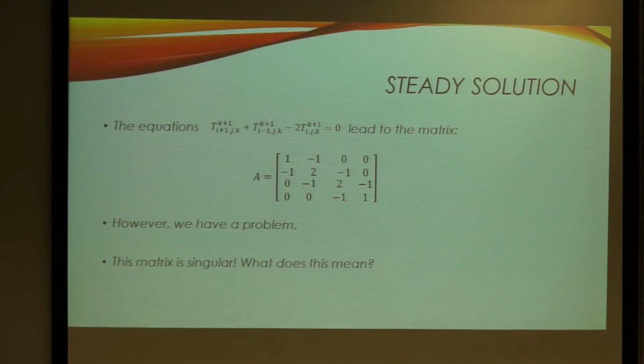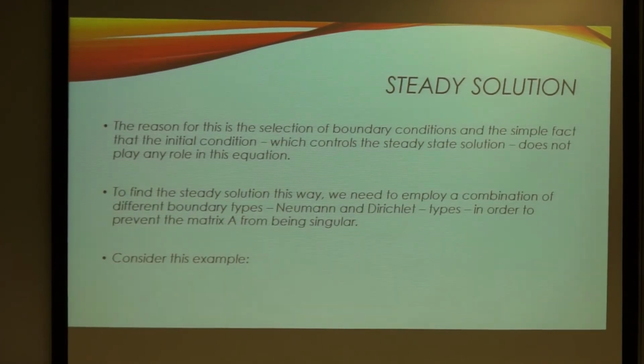But the easiest way to prove this to yourself is to load this into MATLAB and type cond(A). And it will say the condition number is infinity, which means it is infinitely hard to solve, which means there's no inverse. Or you can find a determinant, det(A). It'll be 0, I promise you. So that's bad news. The reason is the selection of boundary conditions and the simple fact that the initial condition, which controls a steady state solution, does not play any role in the equation.